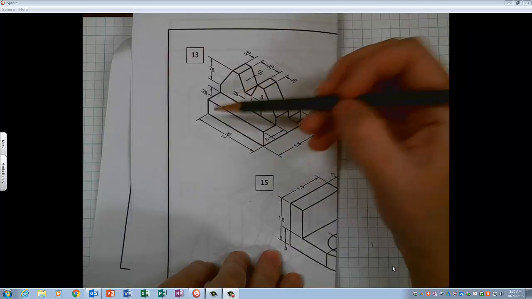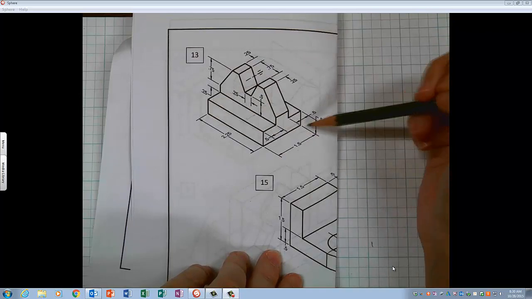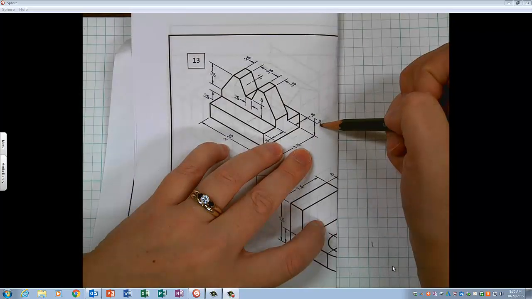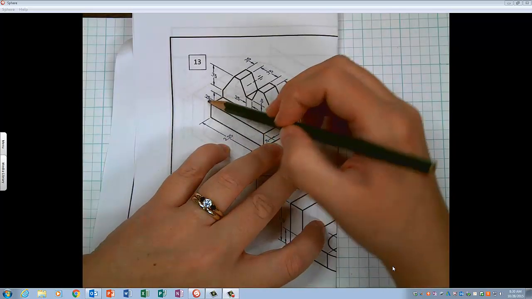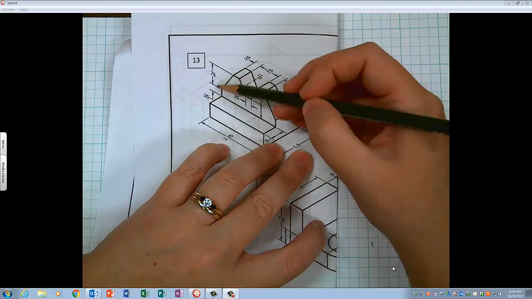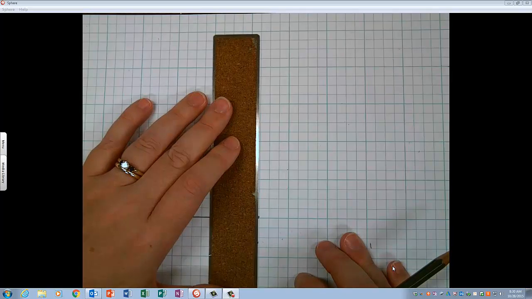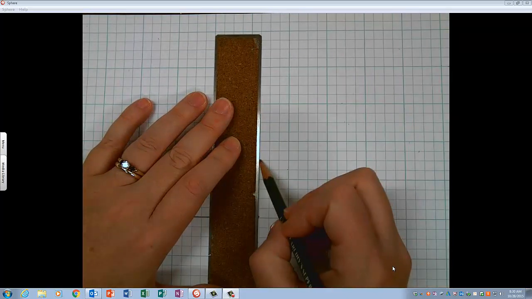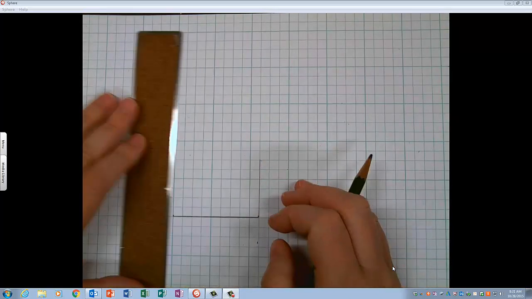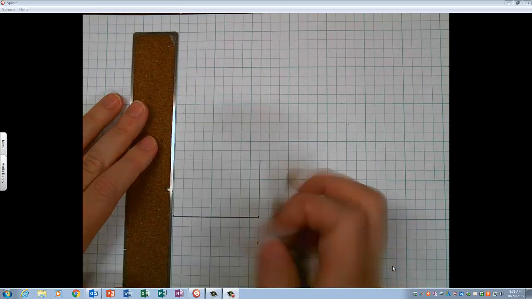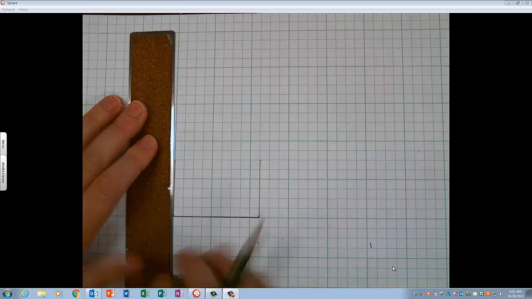And now I'm going to do the entire height, which is 0.5 plus 0.25, which is 0.75, and then another 0.75 for 6 up. And I'm going to draw this pretty light because I know I'm going to end up erasing a lot of it.